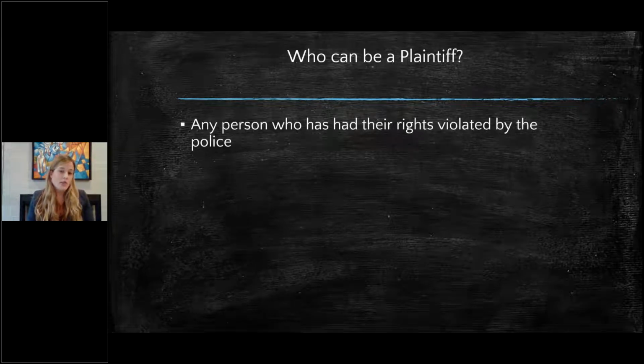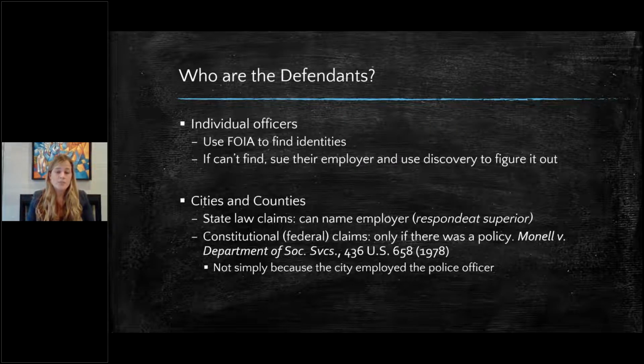So to begin, the first question in civil litigation is who can be a plaintiff? And here, any person who has had their rights violated by the police can be a plaintiff. If you recall the language of the statute, it mentions citizens, but it also says anyone else within the jurisdiction thereof. And so a person who is not a citizen of the United States can bring a 1983 case as well. Whether they should do that and whether that's wise is a separate question. But anyone who has had their rights violated can sue. So that's the plaintiff. The next question in civil litigation is, who are the defendants?